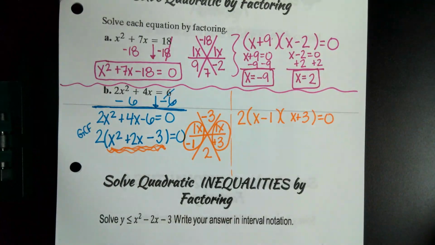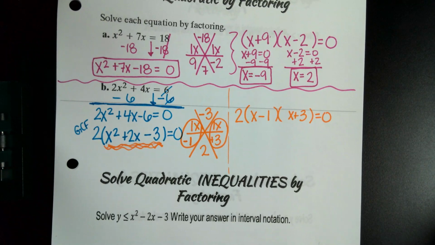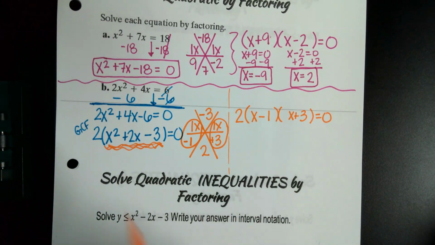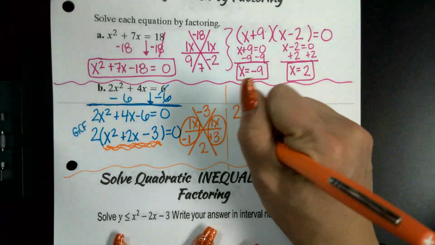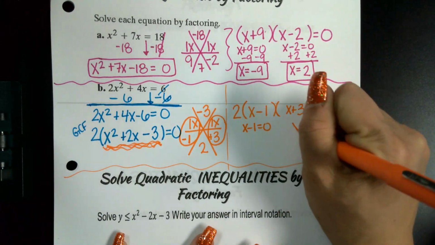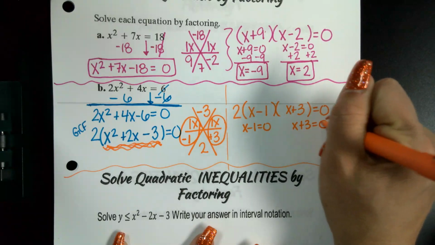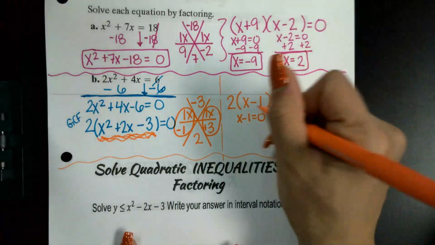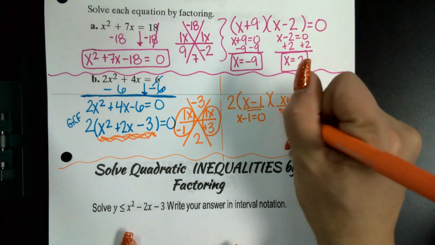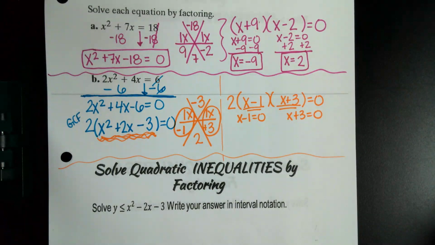So you've got x minus 1 and x plus 3 as your 2 sets of parentheses. You break them apart, set each one equal to 0, and then solve. Or if you felt comfortable and you just went to your 2 answers, that's fine.